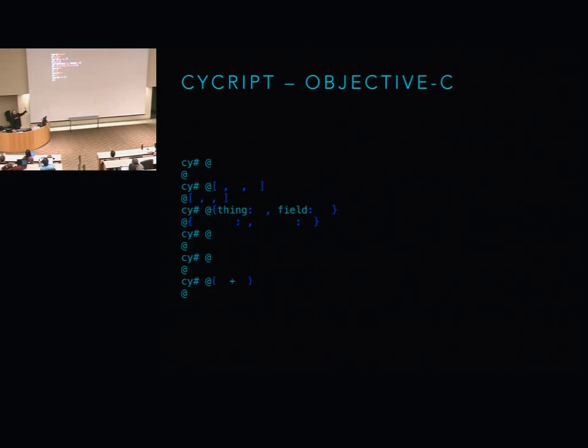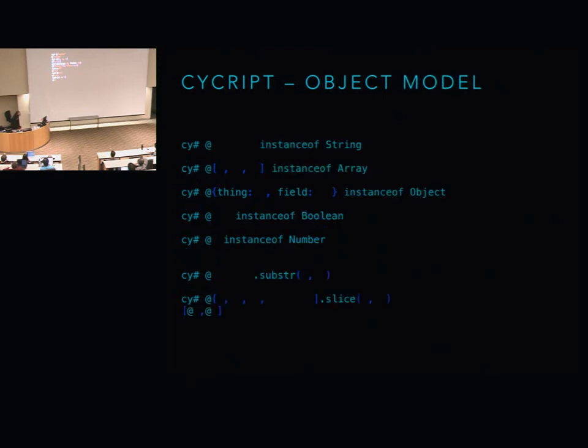I'm going to use at hello, and I'm going to get back an NSString object instead of a character pointer or a JavaScript string. And then I'm going to use an at array, I'm going to get back an NSArray object, and I'm going to render that back as an NSArray object. I've bridged the object model so that if you take your Objective-C string and ask if it's an instance of a JavaScript string, it returns true. And I've done the same thing for all these other data types.